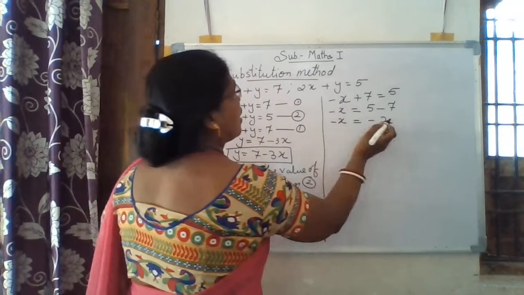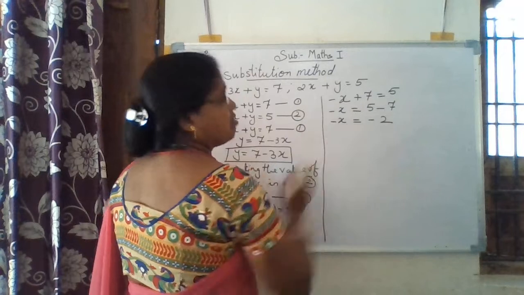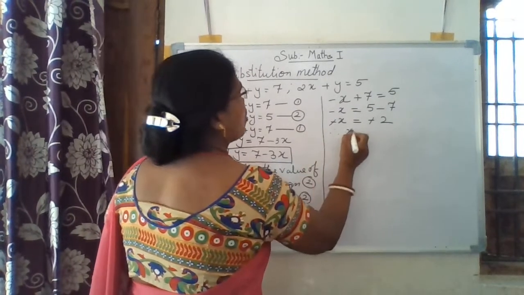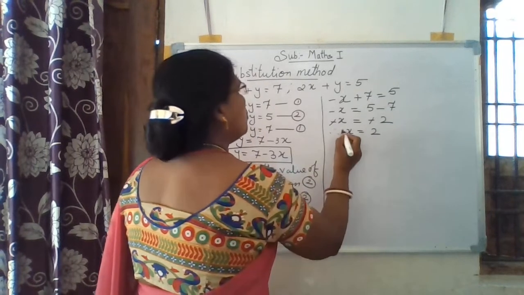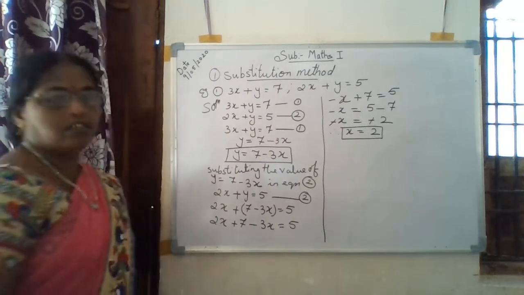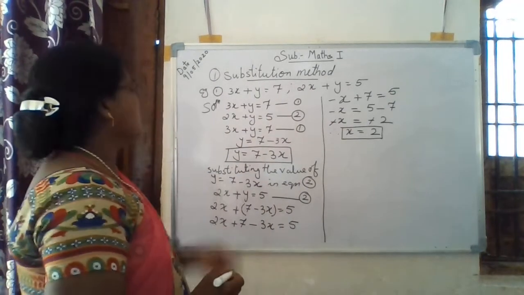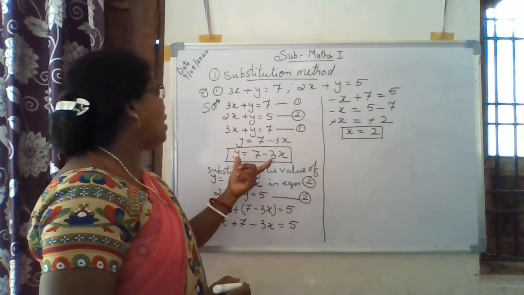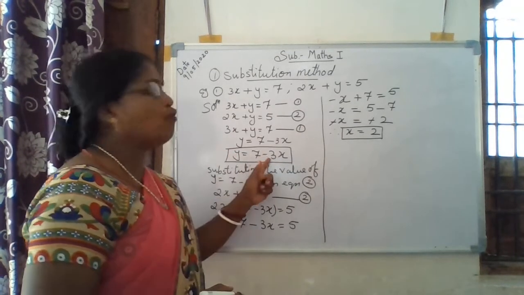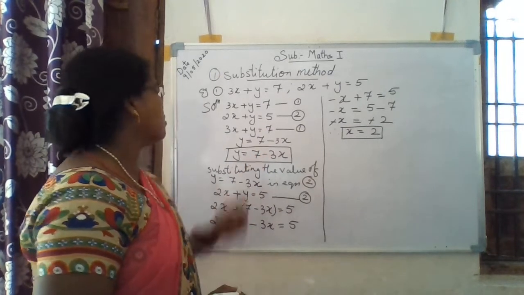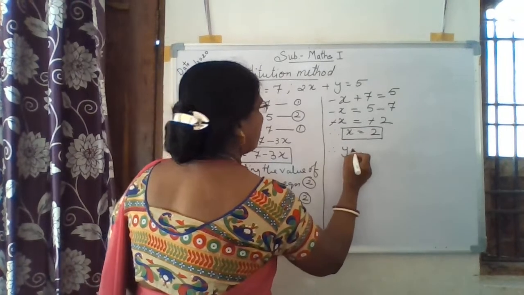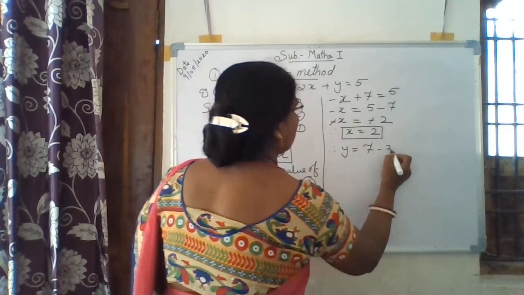Therefore now both the signs are the same. So we can cancel the sign and therefore we get x is equal to 2. So we got directly the value of x is equal to 2. But we now have to find out the value of y. The value of y is here in terms of x. So therefore y is equal to 7 minus 3x.